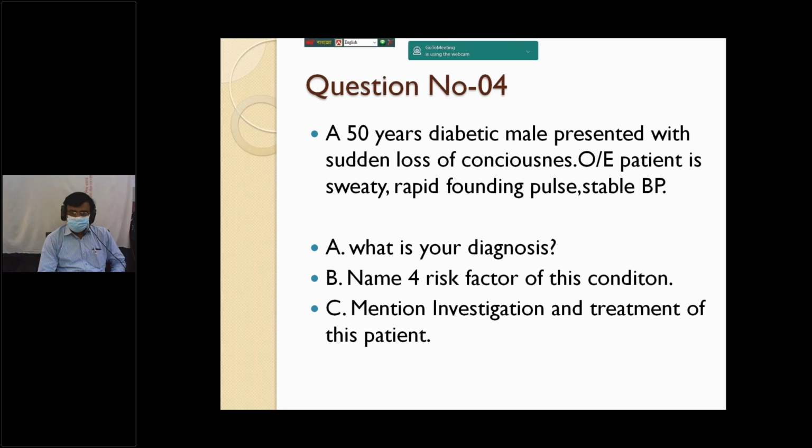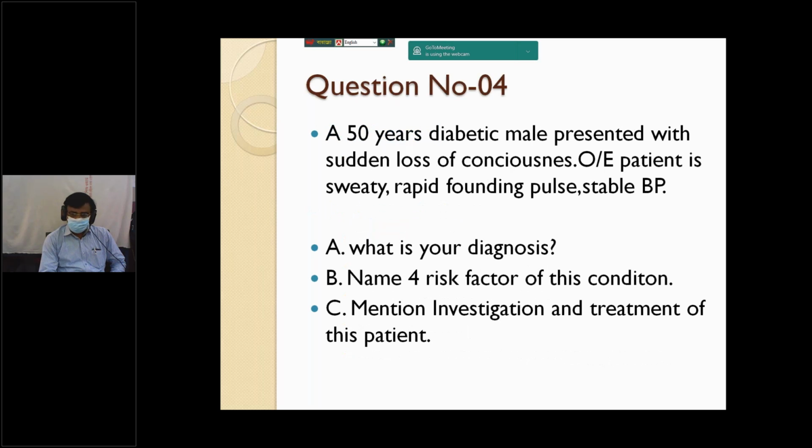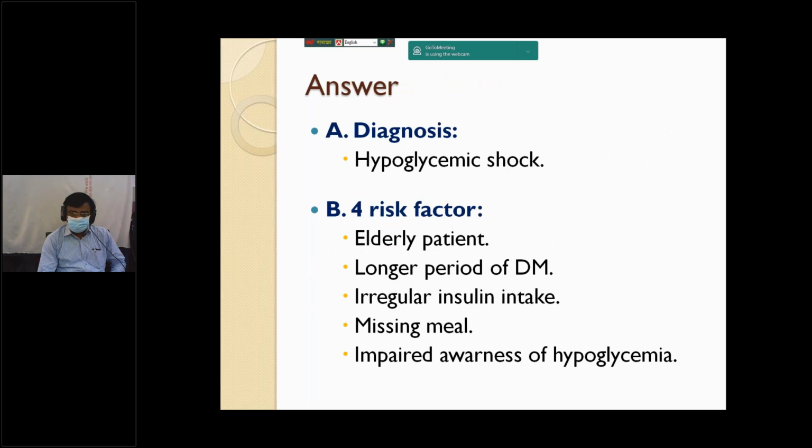Question number 4. A 50 years diabetic male presented with sudden loss of consciousness. On examination, patient is sweaty, rapid bounding pulse, stable BP. What is your diagnosis? Diagnosis is hypoglycemic shock. Now name 4 risk factors of this condition. Elderly patient, longer period of diabetes, irregular intake of insulin, missing of meal, impaired awareness of hypoglycemia.